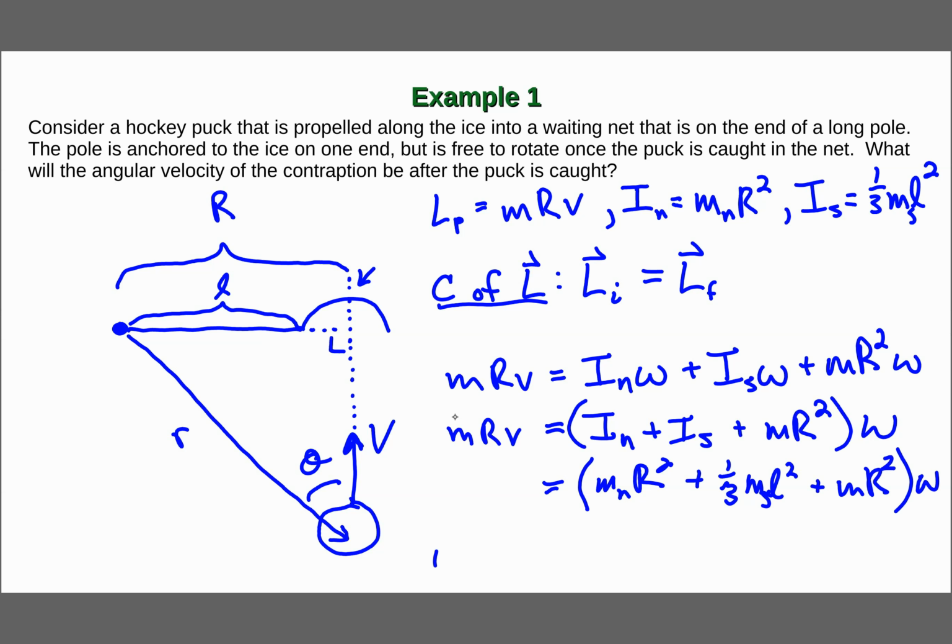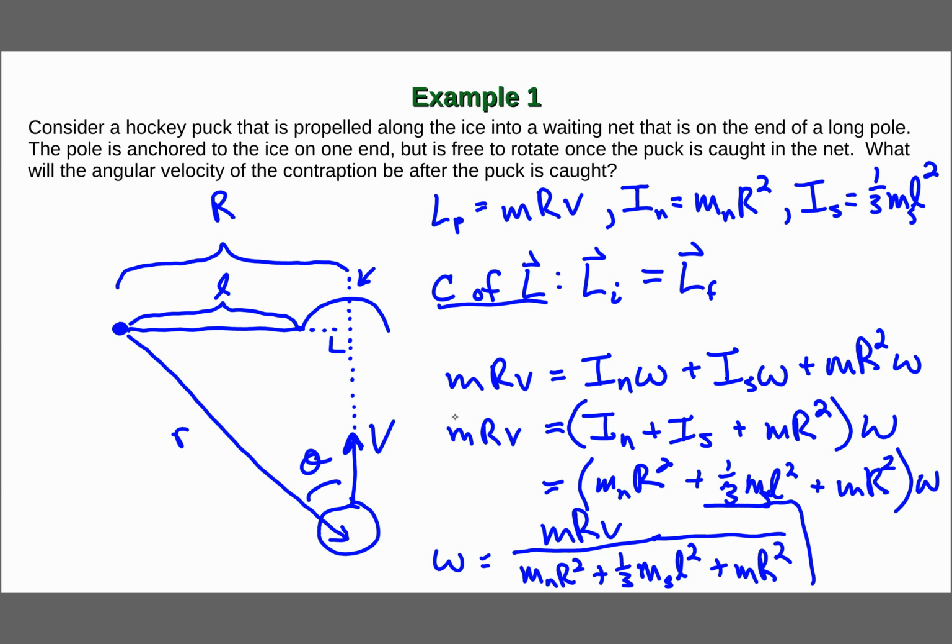And then that tells us that omega equals mRv over mn r squared plus 1/3 ms l squared plus m r squared. Okay? And that's going to be our angular momentum for the end. Man, I'm having a hard time writing on this thing today.